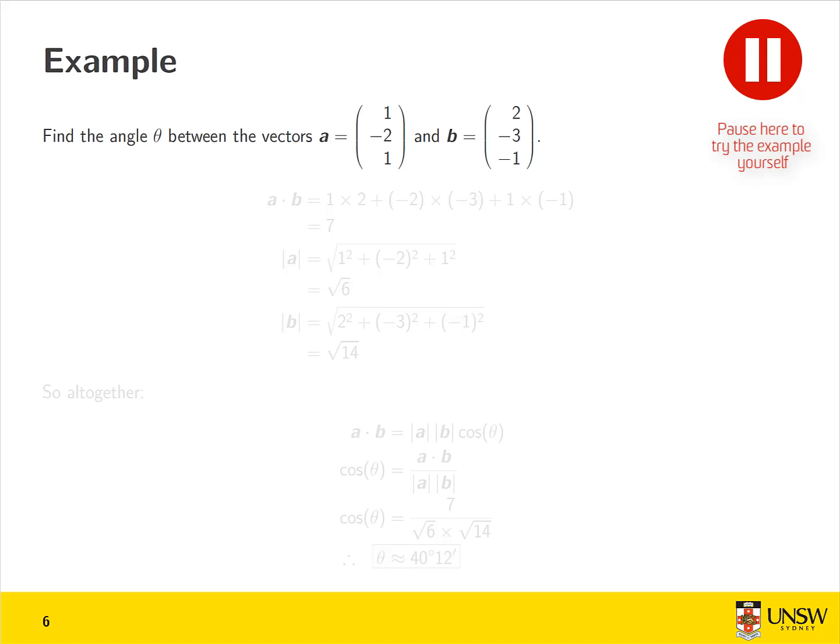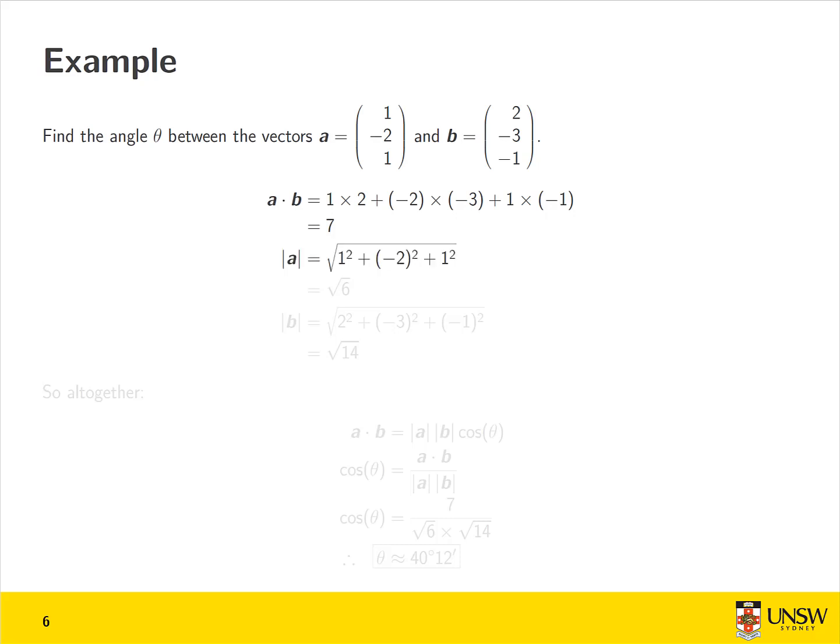For example, A given by 1, -2, 1, and B given by 2, -3, -1. Let's again start by finding the dot product. In this case, A dot B turns out to be 7. We should also find the lengths of A and B using the length formula, which in this case gives that the length of A is square root 6 and the length of B is the square root of 14.